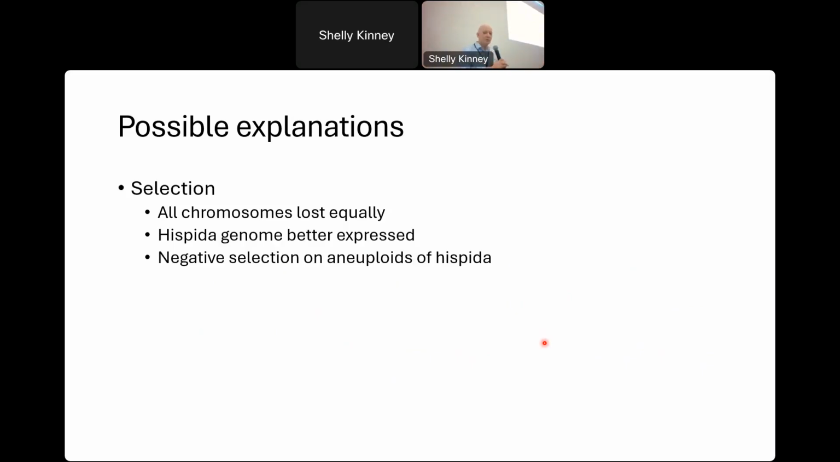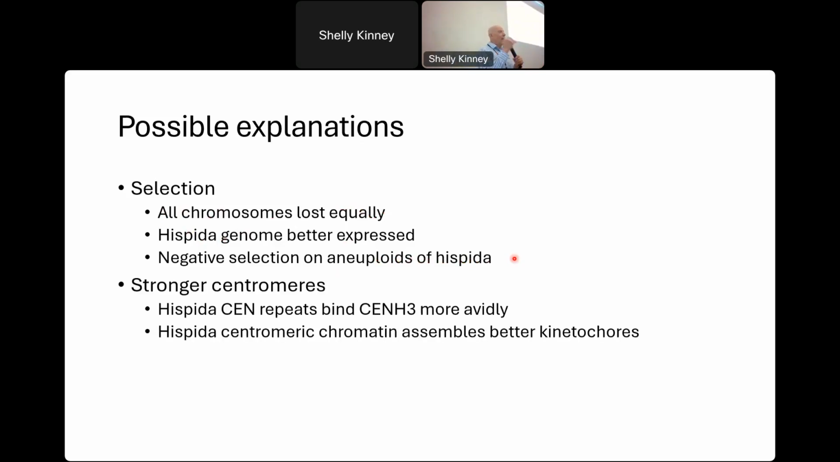One is that we have selection, that is, that the genome of Hispida is expressed better, but all chromosomes are lost equally. Because there is better expression on Hispida, there's stronger negative selection on the aneuploids that include Hispida, and therefore we don't see them. The other explanation is the one that Malik and Henikoff may be right, and maybe there is something about the centromeres of Hispida that make them special. And maybe they bind SNH3 more avidly and make a better kinetochore.